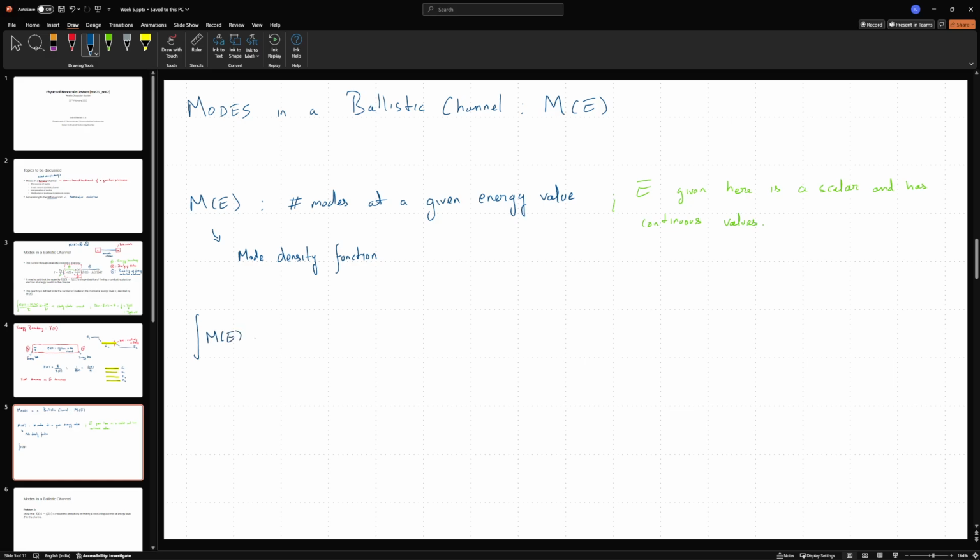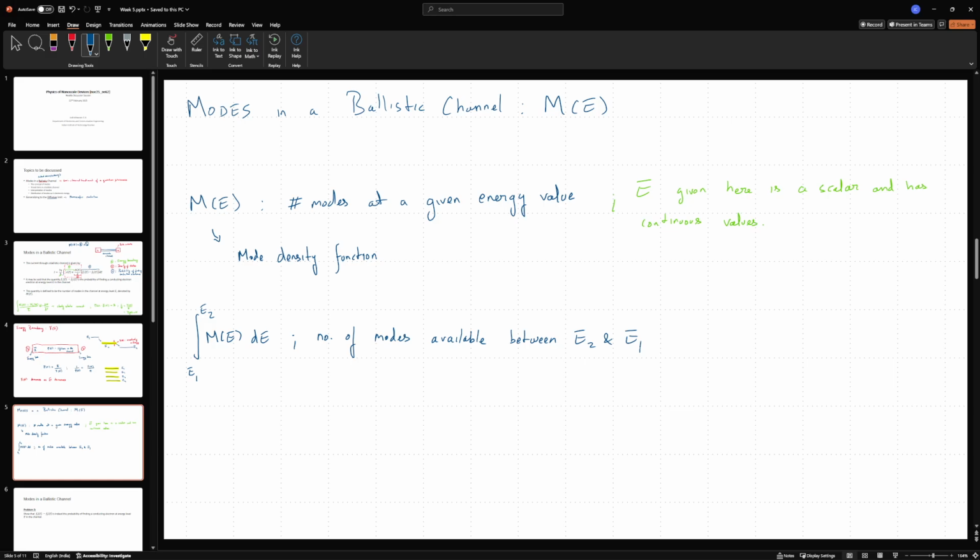M of E dE, from E1 to E2, will give me the number of modes available between E2 and E1. So this is the standard rule. So the number of modes is given by this integral.